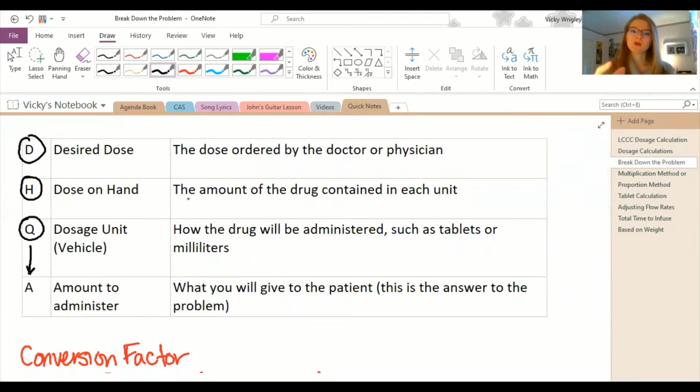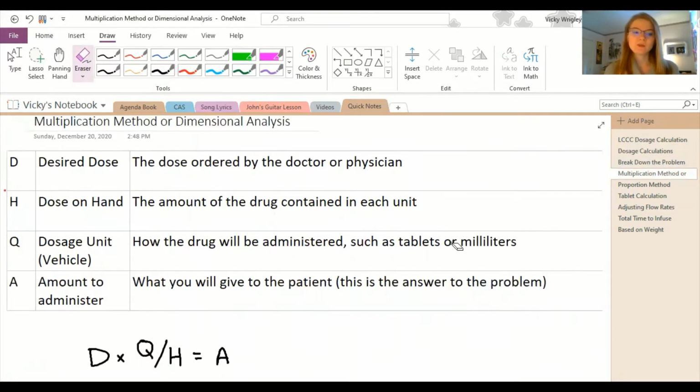So how do we do this in practice? What's our method for actually solving this? How do we actually use conversion factors to get from one unit to another? We're going to use dimensional analysis, or the multiplication method. I've reproduced the table here for your reference. So, multiplication method or dimensional analysis.